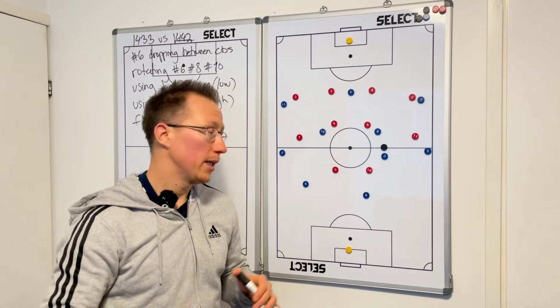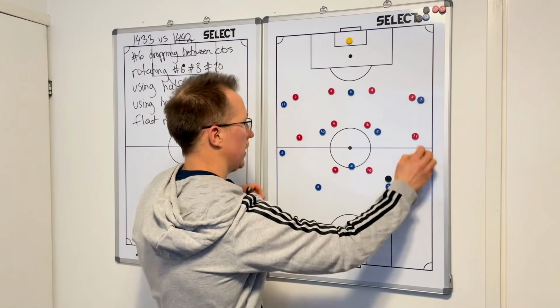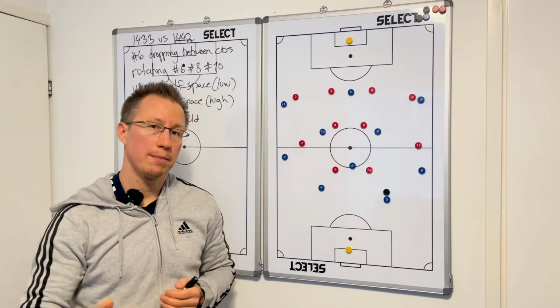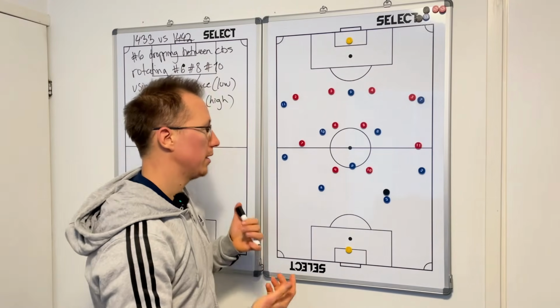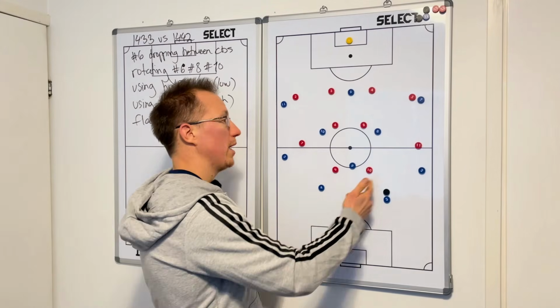Pattern 2. Rotating midfield numbers 6, 8 and 10. Let's put our players back and also the opponent. A simple rotation in the midfield. I would say usually the rotation should be made away from the ball.